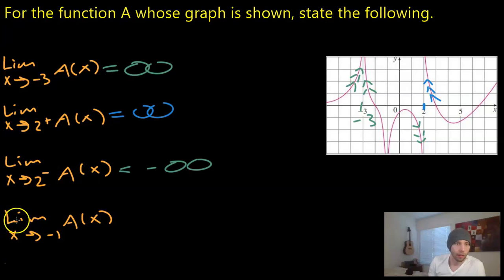And then, finally, it says, what's the limit as x approaches -1 of a of x? So we have to go to the -1 and see what's happening there. So we go to -1 right here and say, okay, well, I see that it's going downwards, downwards, downwards from the left, downwards, downwards, downwards from the right, and from both sides, because they're both doing the same thing, it looks like they're both going down towards negative infinity.